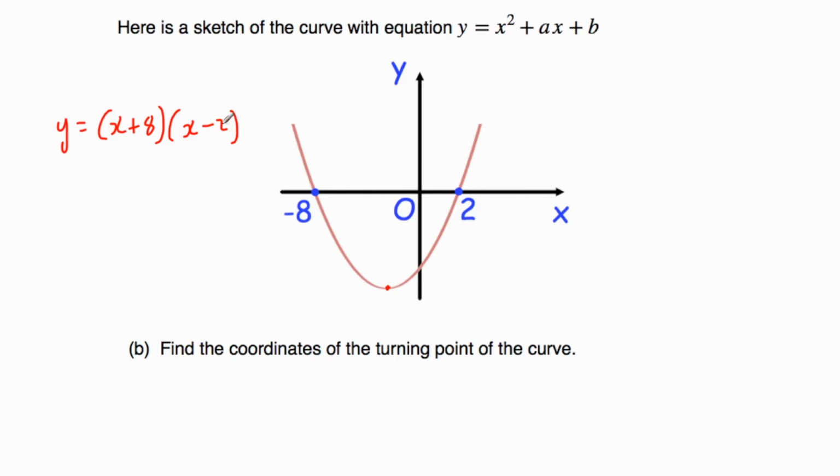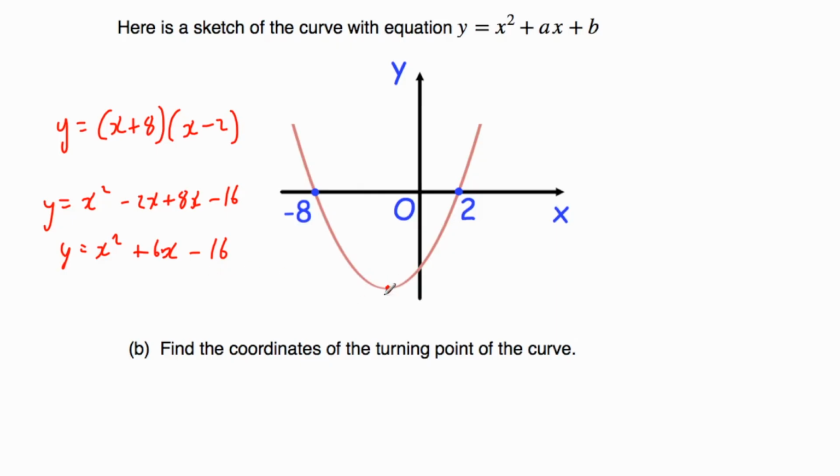One approach is we could expand this to get y equals, and if we expanded these brackets, we would get x times x is x squared, x times minus 2 would be minus 2x, 8 times 2 would be plus 8x, and 8 times negative 2 would be minus 16. Then that would simplify to be y equals x squared, and then we've got minus 2 plus 8, so it's going to be plus 6x, and then take away 16. So that means the equation of this quadratic would be y equals x squared plus 6x minus 16.